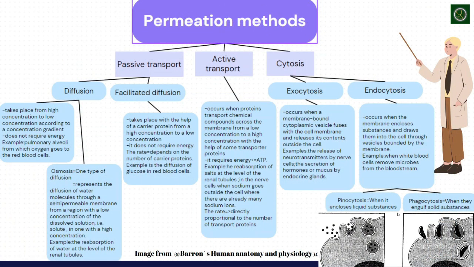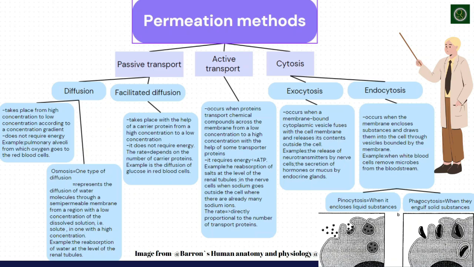Now let's continue with the membrane permeation methods. Facilitated diffusion takes place with the help of a carrier protein from a high concentration to a low concentration. Therefore, it does not require energy. The rate of diffusion depends on the number of carrier proteins. A great example is the diffusion of glucose in red blood cells.